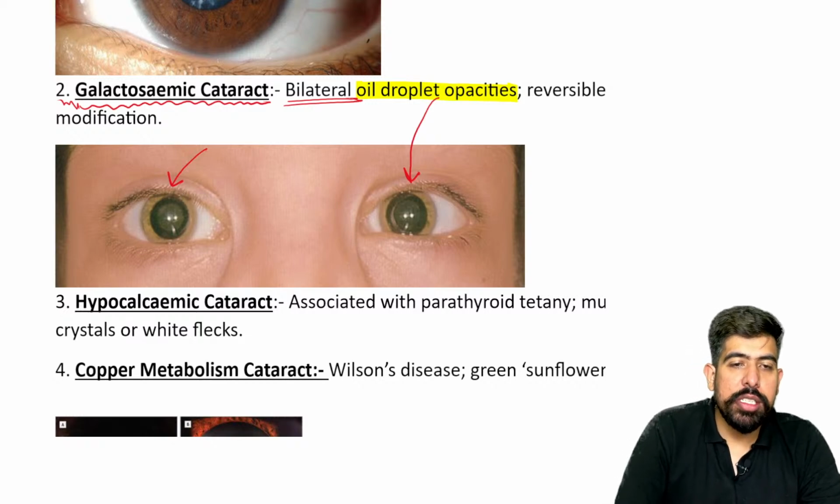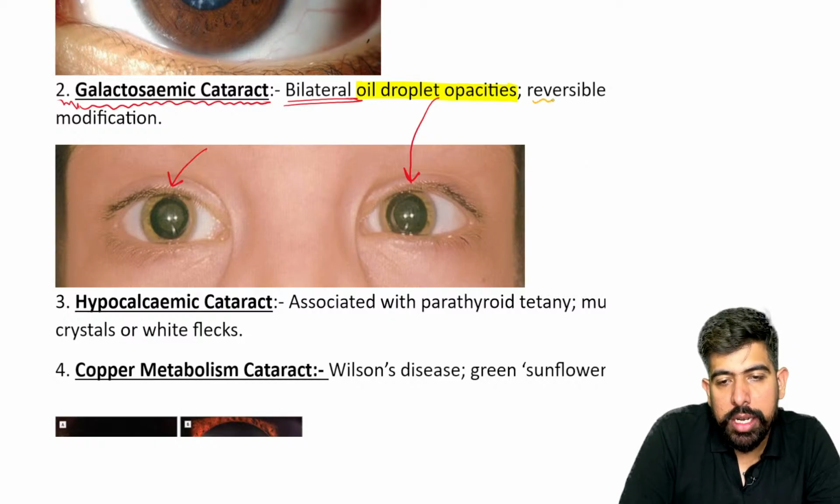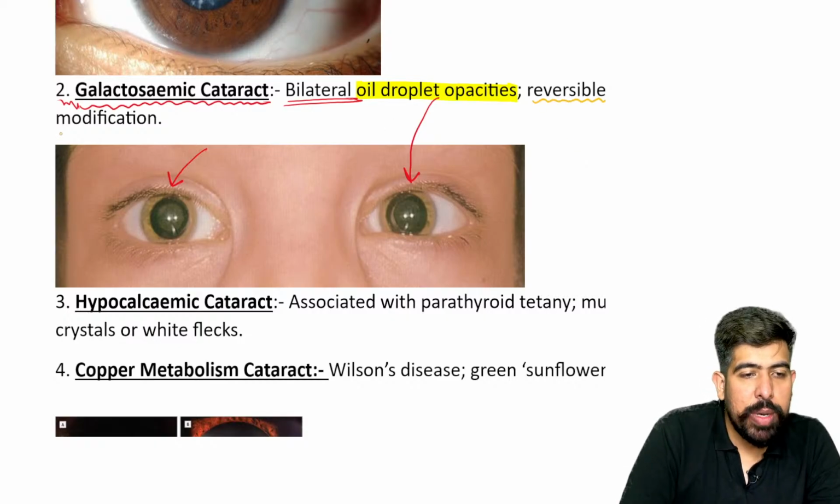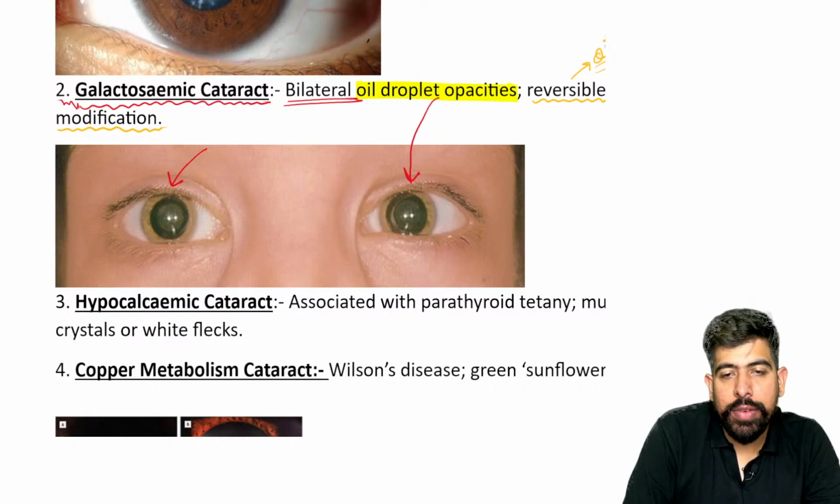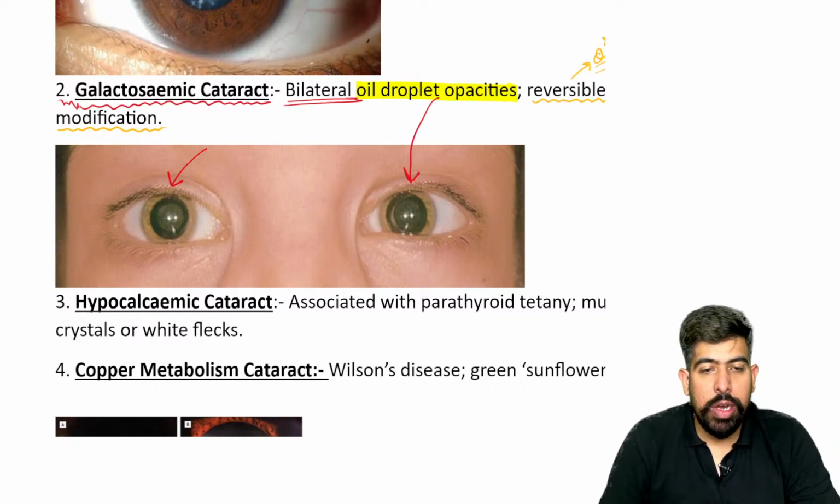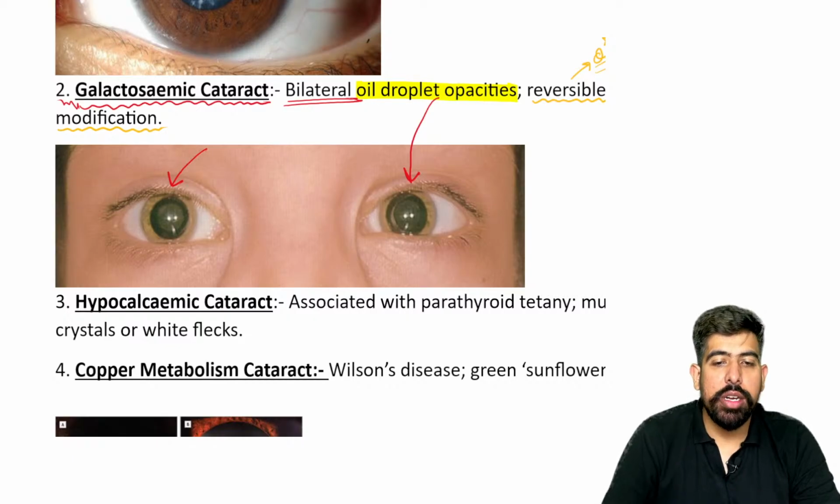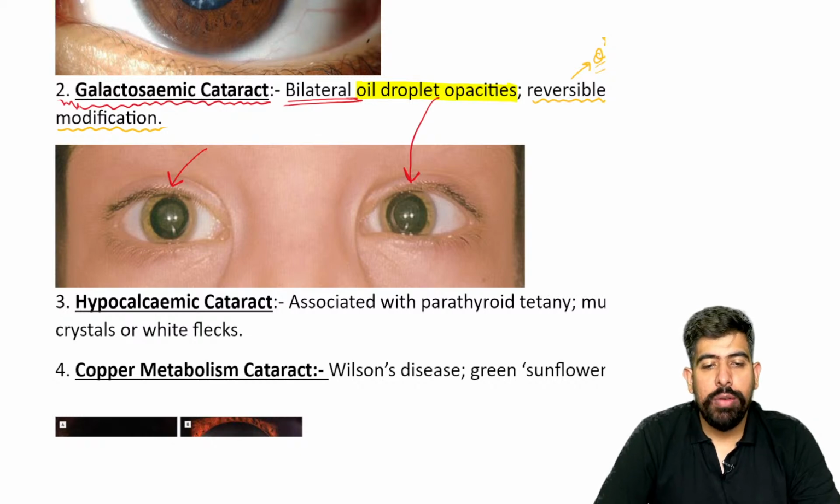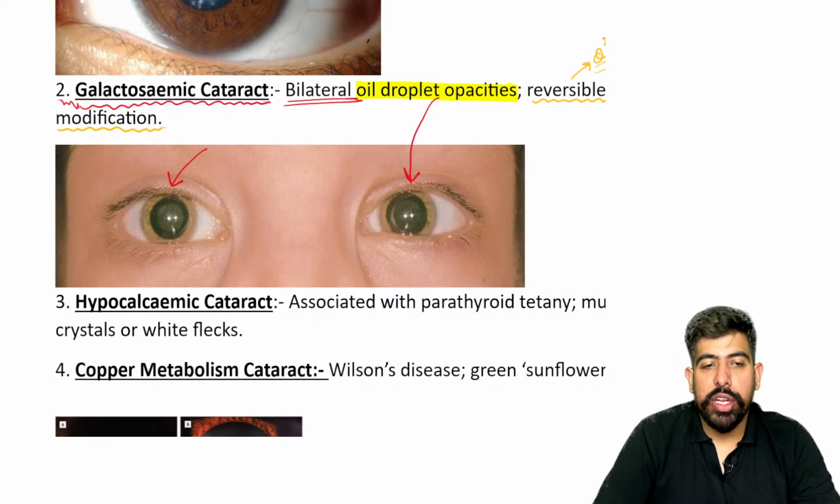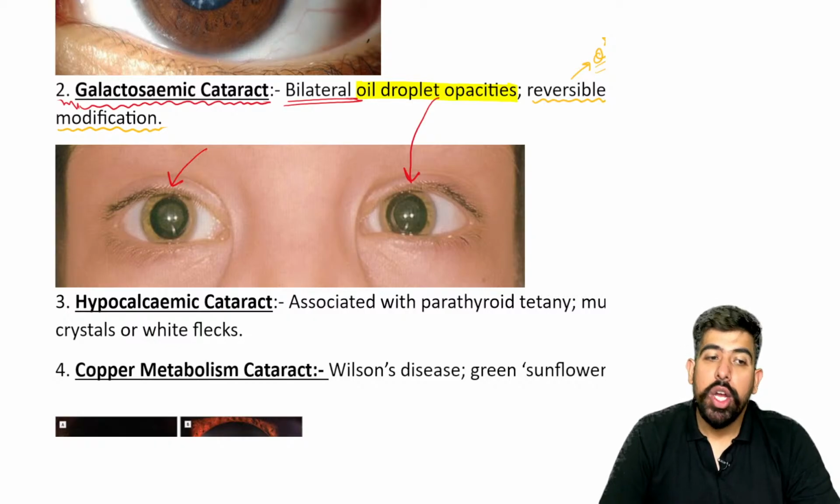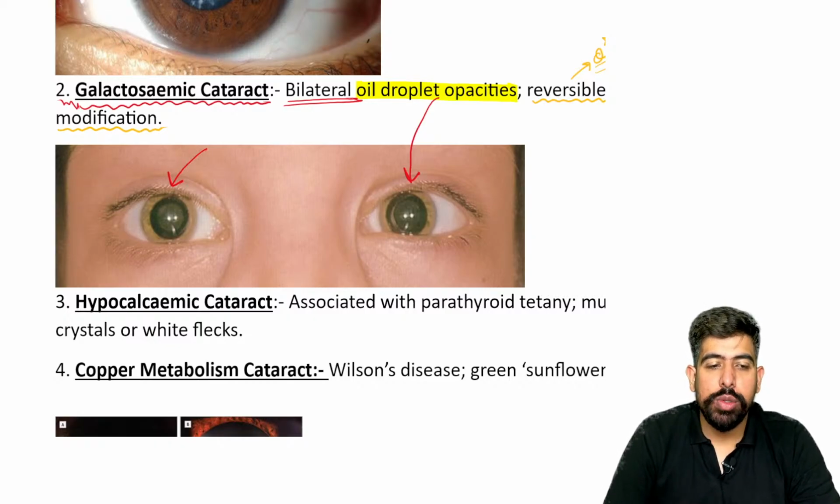And please remember, the special thing is that it is reversible with diet modification. Make a question mark here, that this is the cataract which is the reversible type. What about the others? If it is diabetic cataract or senile cataract, we have to do surgery. But in this one, just by doing diet modification, we can reverse it, and the patient can be back to normal.